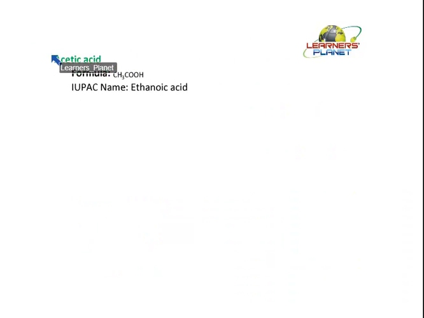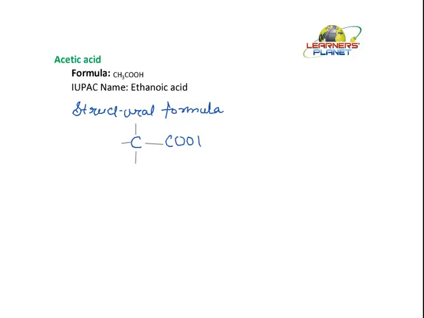So coming to acetic acid. What is the formula of acetic acid? CH3COOH. And what is its IUPAC name? It is ethanoic acid. And what would be its structural formula? Eth means how many carbon atoms? 2 carbon atoms. So it will be CH3 and COOH, with H, H and H. So this is the structural formula of ethanoic acid or acetic acid.